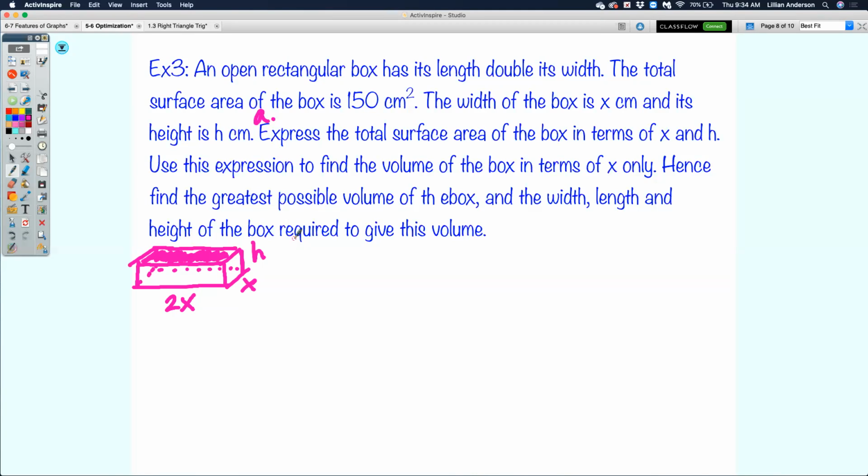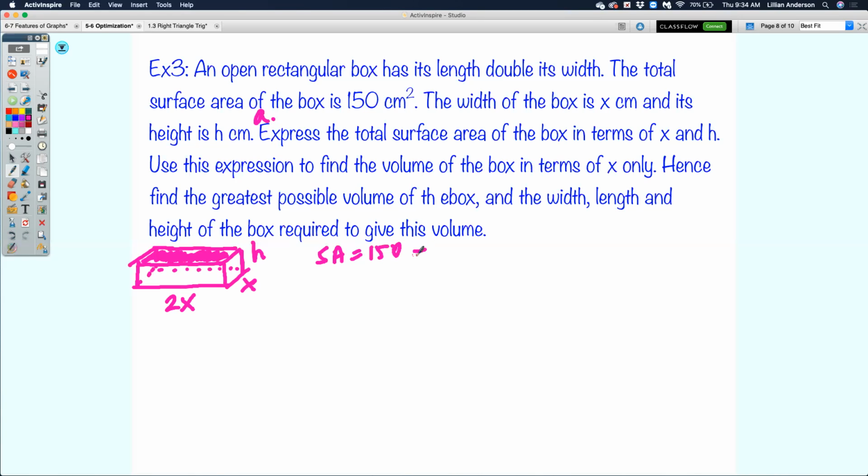We also have that the total surface area of the box is 150. So surface area is equal to 150. Part A says to express the total surface area of the box in terms of X and H. Now remember, surface area is nothing but the area of all the faces added up together, okay? So in order to create this expression, we have to find all of the areas of the faces, not the top, because remember it's an open box, add them up together and set them equal to 150.